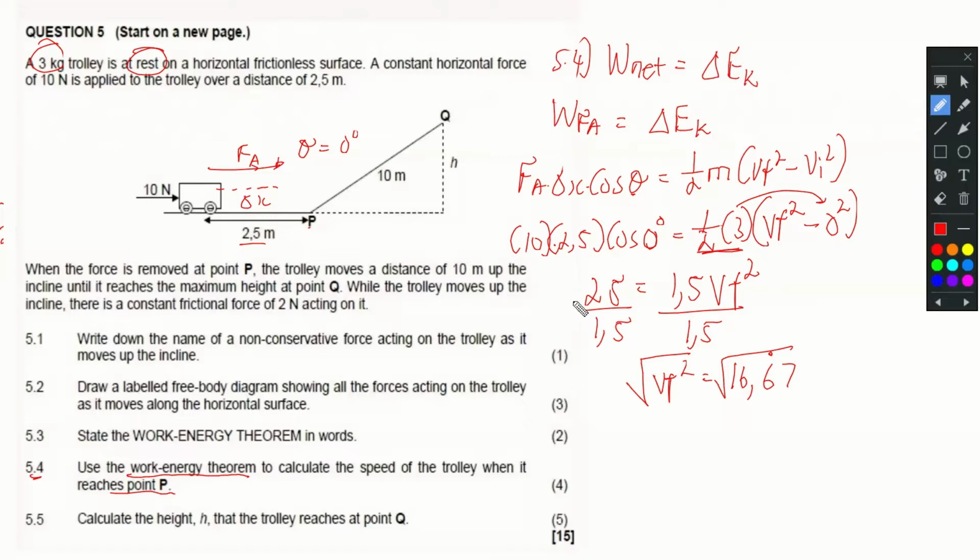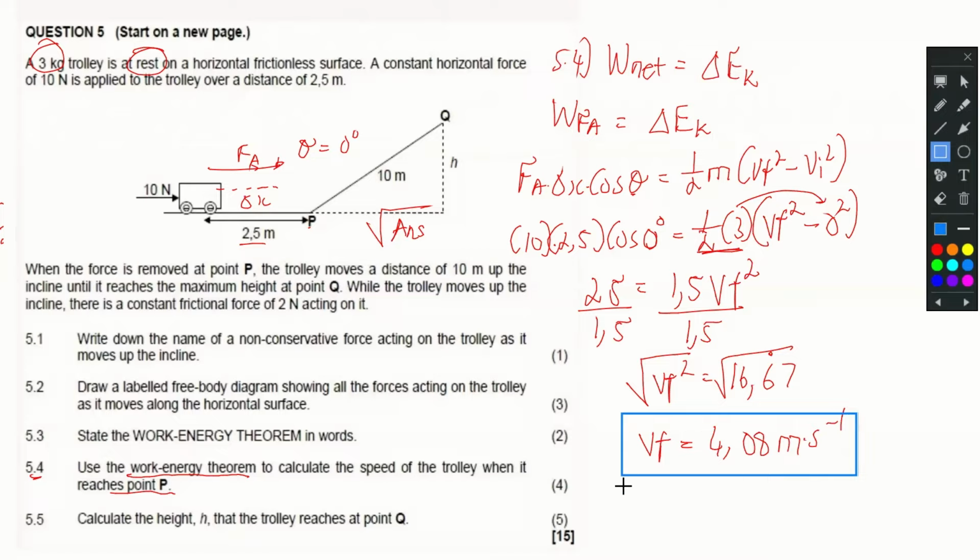So you're just going to press on your calculator, and there's a button just to the left of the equal sign that says ans, right? So you're just going to have VF and then a square root of the answer so that you avoid having to round off that value. So that's going to give us 4.08 meters per second, right? And then just like that, you have calculated the speed of the trolley when it reaches point P.